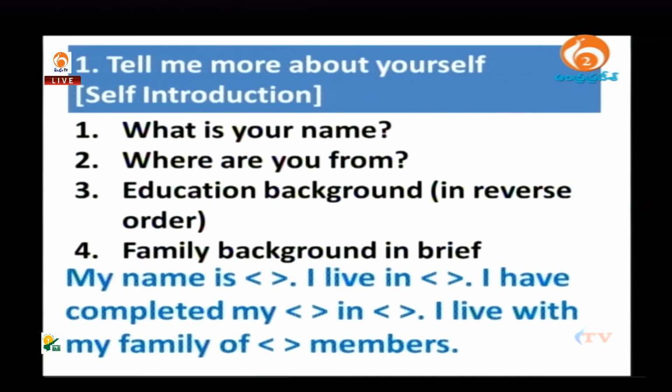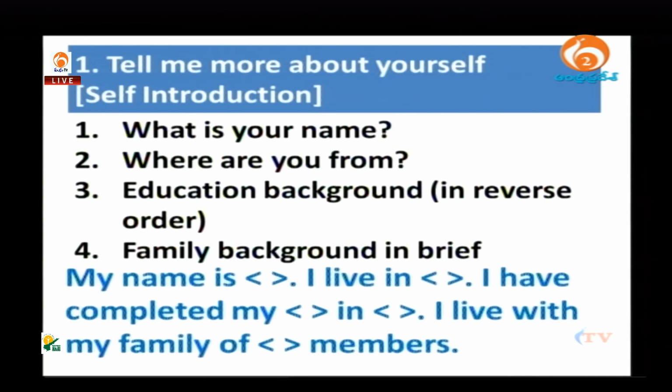Your family background in a very brief manner. You need not talk about how my father is a farmer, my mother is a teacher. You need not say all that. Not necessary at all. Just state your name. My name is Rohit Gupta.